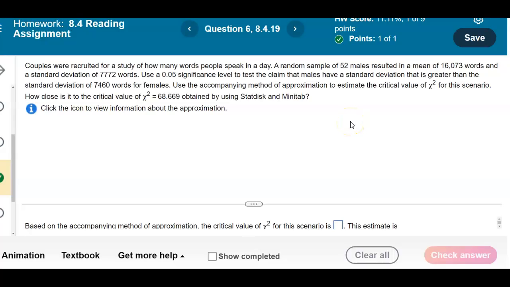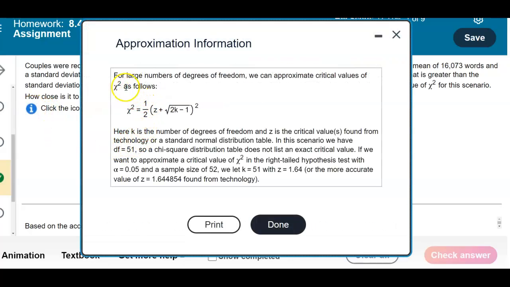Use the accompanying method approximation to estimate the critical value of the chi-square for this scenario. How close is it to the critical value of the chi-square equals 68.669 obtained by using StatDisk and Minitab? So you want to click on this icon to view the information about the approximation. When you click on that, you're going to use this formula, and then you're going to use the following for K.